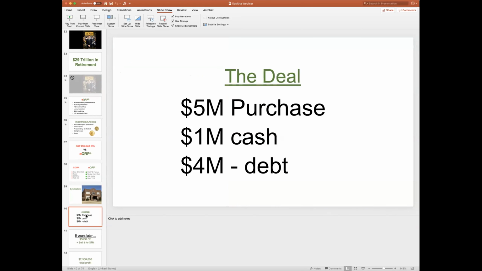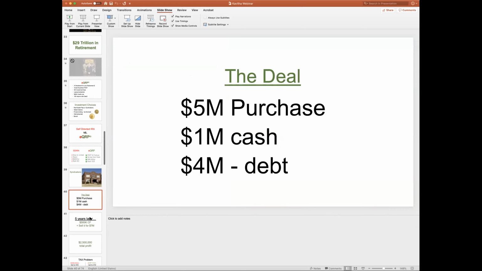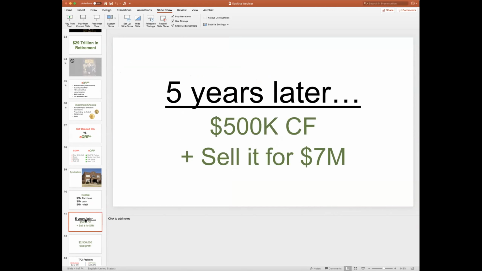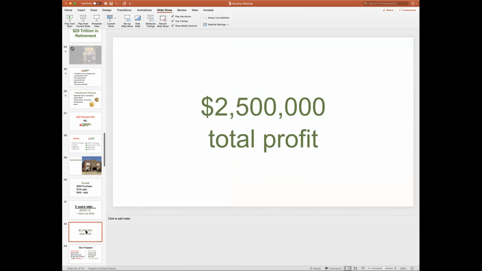So for example, if we do a syndication that has a $5 million purchase and there's $1 million in cash with $4 million in debt, it's a common type of building that people are buying and putting together. And then the idea is we take that building and over maybe 5 years it produces some cash flow, and then it's sold for say $7 million. Very common. These are pretty realistic numbers. So that means there's like $2.5 million worth of profit.